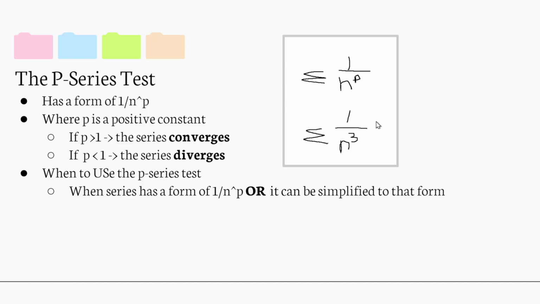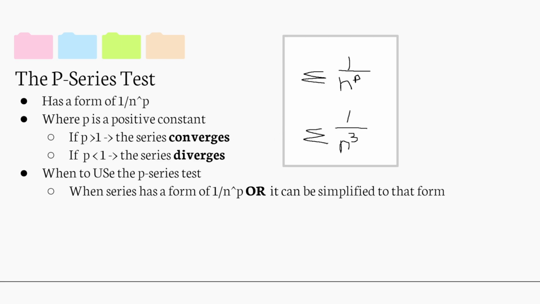A basic scenario of when to use a p-series test really just comes down to whether you can easily identify the form. As soon as you see the summation of 1 over n to the power of p, or if a fraction can be simplified into this format, then I'd suggest using the p-series test, because you just have to identify the exponent p and check if it is greater than 1 or less than 1. It is as simple as that.